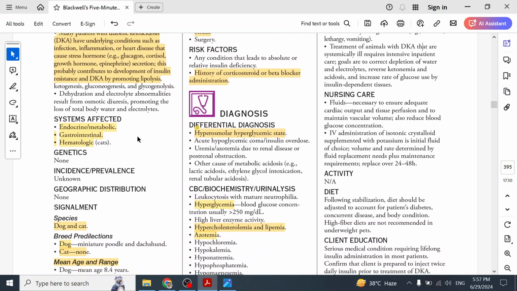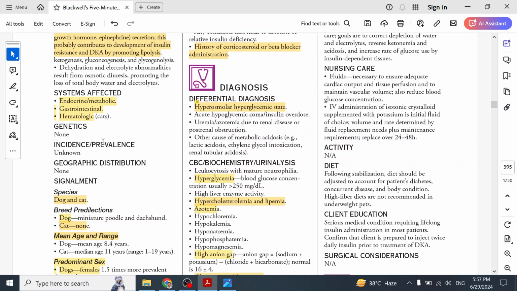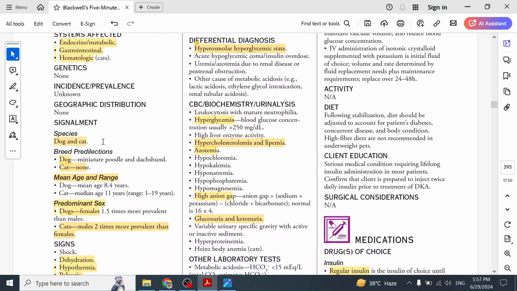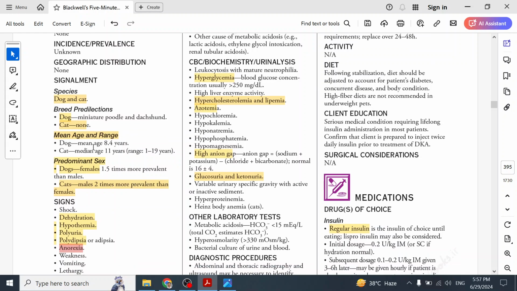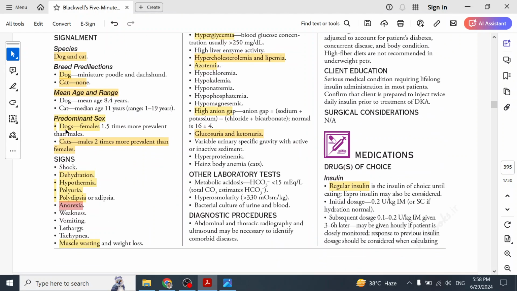Okay, the systems affected are the endocrine, GIT and hematological systems. Both dogs and cats are affected, but in dogs miniature poodle breeds are most prone to it. The mean age is 8.4 years. Older cats and dogs are more prone to diabetes mellitus. As for predominant sex, in dogs females are most common, and in cats males are 2 times more prevalent than females.